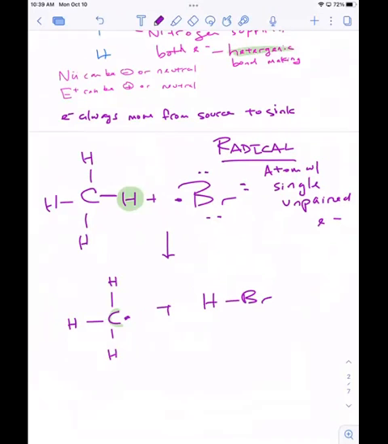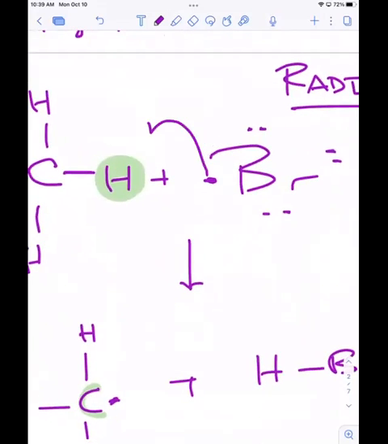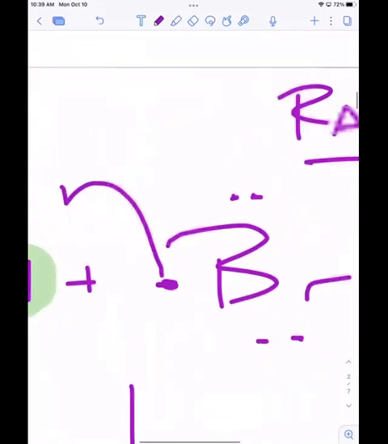Y'all can't see me point, well, you can see me point at the board, but not the screen. There's one electron on carbon. And then bromine ends up with a bond to hydrogen. Right? But if you notice, bromine only has one electron. So I can't use the same type of arrows I was using in a polar reaction. So I have to change all of that. The way this happens is I have to use half arrows, what we call fish hooks. Every radical reaction is going to use half arrows because I'm only moving one electron at a time.